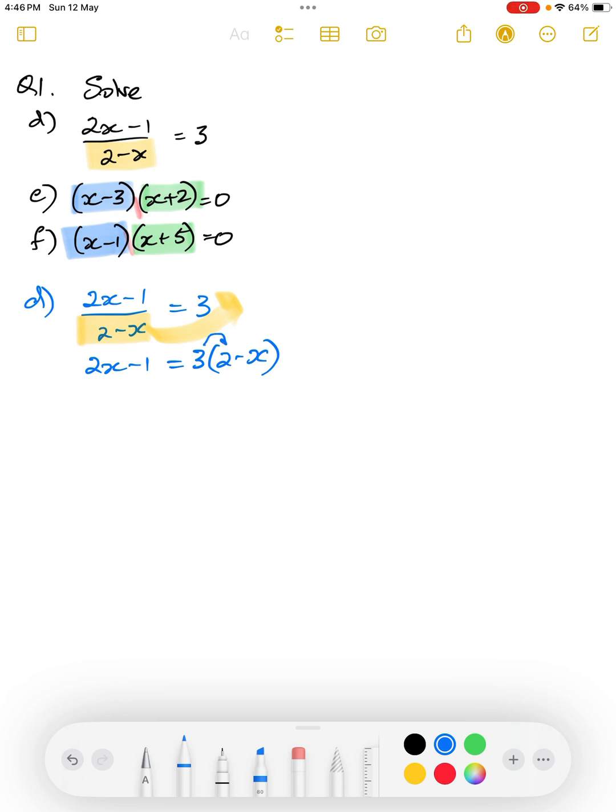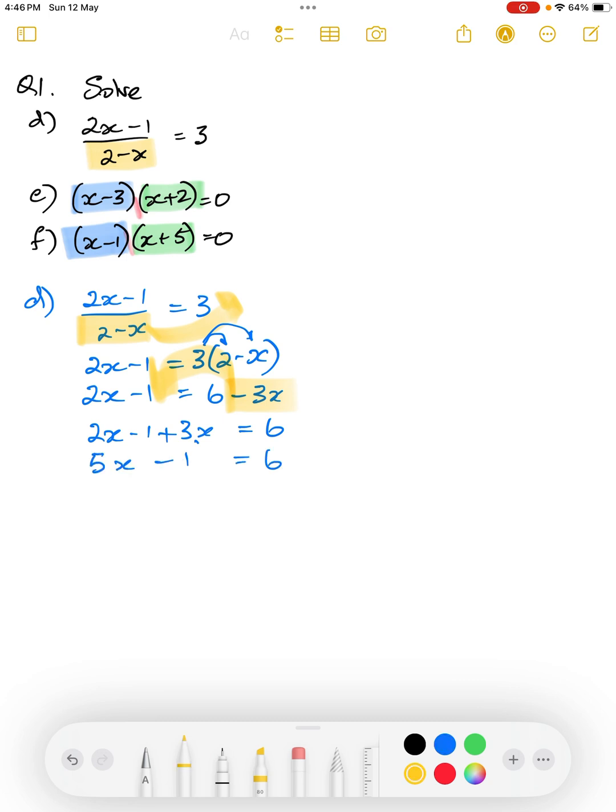Now we can expand. 3 times 2 is 6, and 3 times x is 3x. And here we've got an equation similar to an earlier tuition where we've got x's on both sides. I'm going to look for the smallest, and that'd be negative 3x. I'm going to bring that across to become plus 3x. So that would become 2x minus 1 plus 3x equals 6 on the right hand side. 2x plus 3x is 5x.